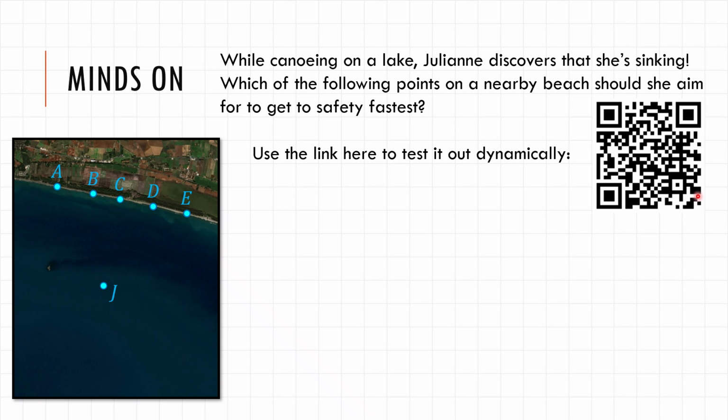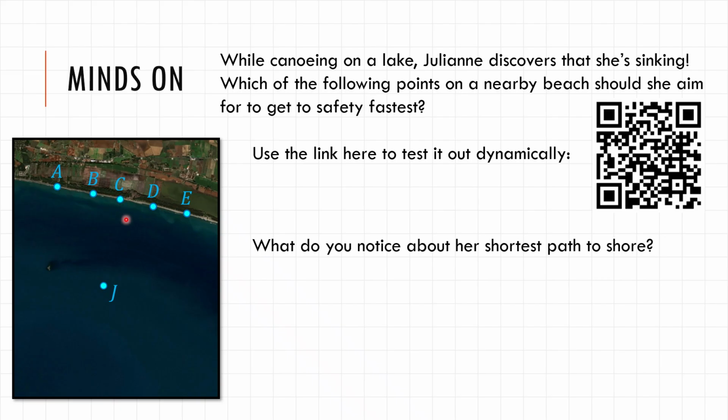If you'd like, you can use the link over here, which I'll also put in the description, to test out which of these has the shortest distance to shore. Pause the video here and go ahead and explore that and resume it when you're done. All right, well, hopefully you recognize that probably the shortest one, the path that'll get her to shore in the quickest time, is if she aims for point C here.